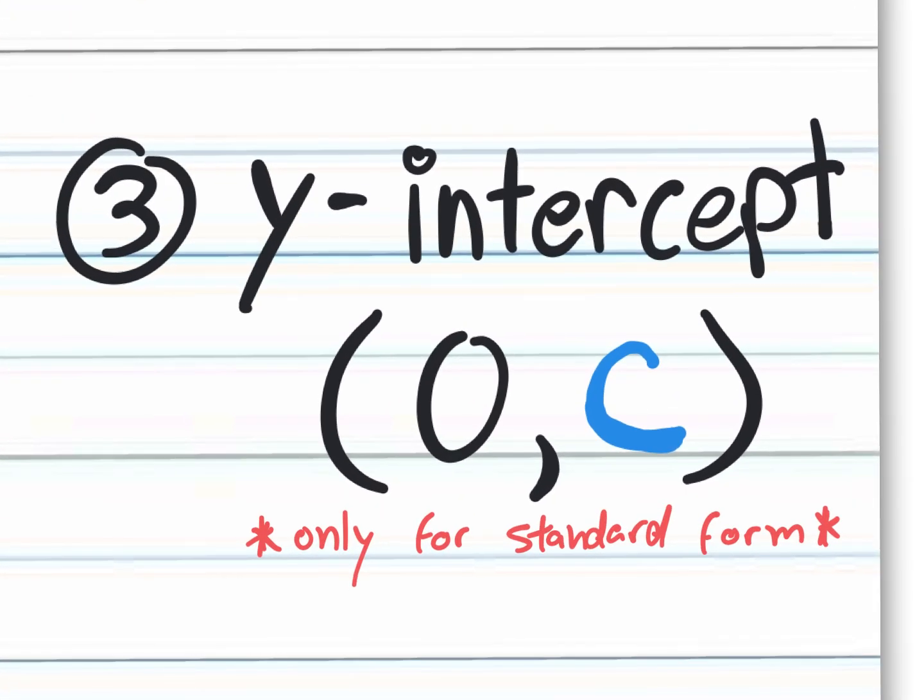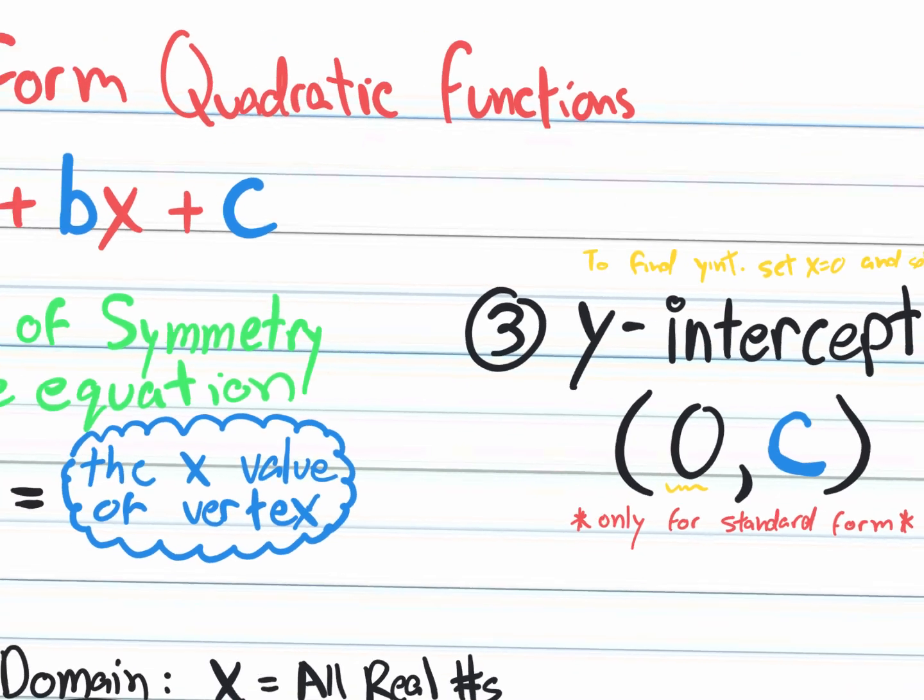And in this case, the y-intercept is 0, c, only for standard form. But in reality, how do you find the y-intercept? To find y-intercept, set x equal to 0 and solve. So when I say set x equal to 0, that's where the 0 comes out on the x, for the x value on the y-intercept. So you plug in 0, find out what y is, and it will be the c value.